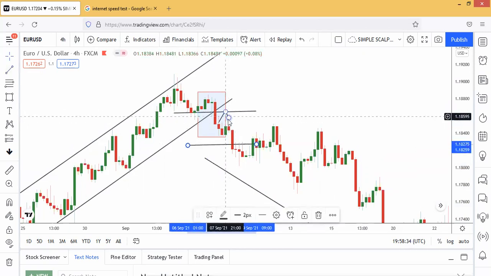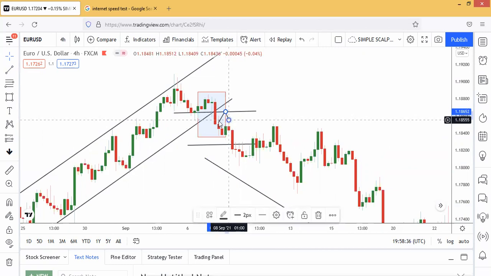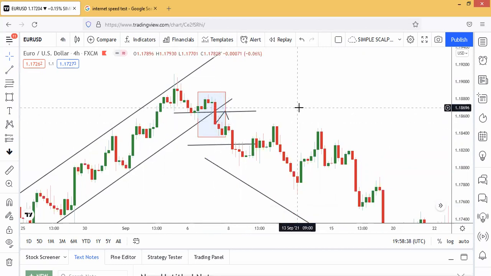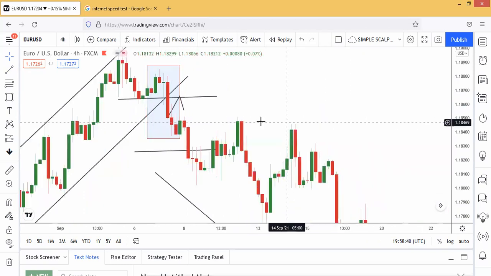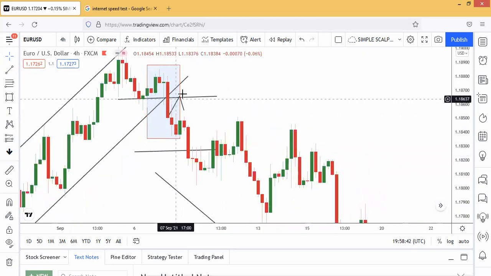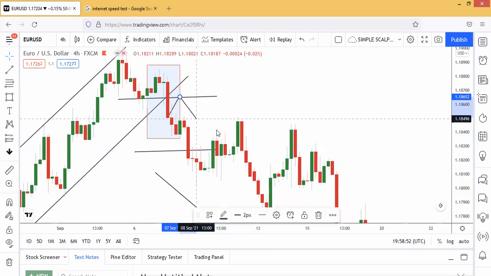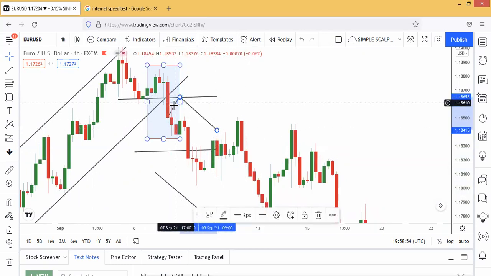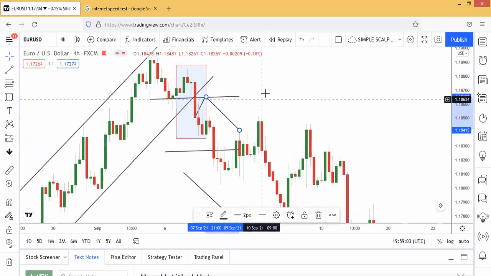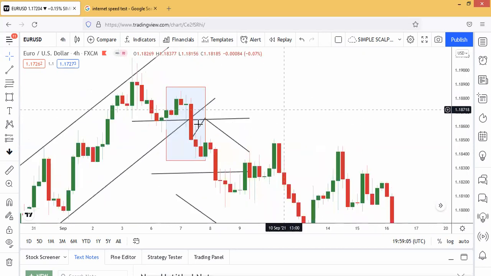Wait for a confirmation candle around this place that tells you that price is going down. A confirmation candle in the form of a bearish engulfing or pin bar. I hope this is clear, guys. Then from there, you take the trade and ride it to the downside. But you can see we do not have the appearance. The retest happened, but there's no appearance of a continuation candle right here. I hope this is more clear to you guys.